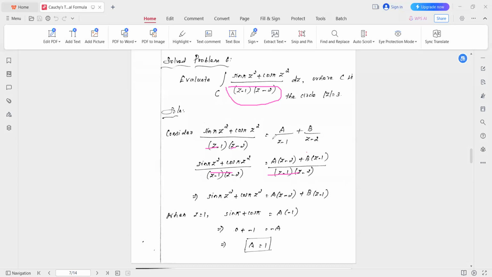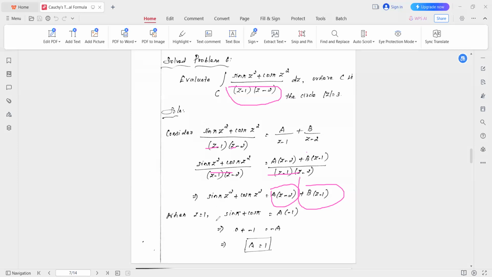Okay, so how can we find the values of A and B? When we substitute the value z = 1, B will vanish. When we substitute the value z = 2, A will vanish. So when we substitute z = 1, B will vanish, and we get the value of A.